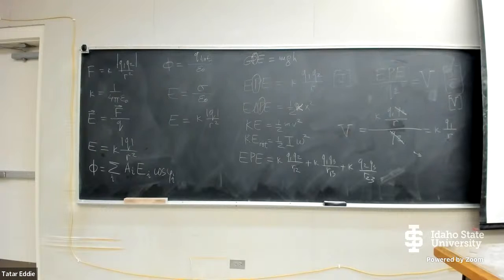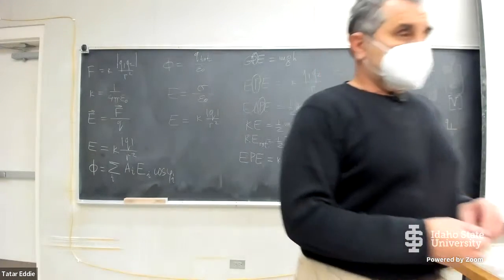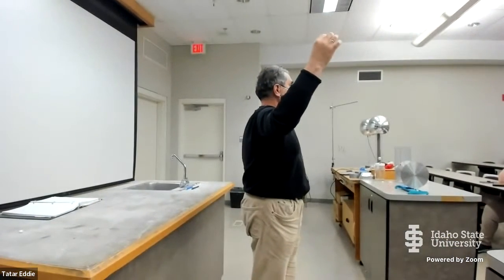Now, we have a little bit of a problem. Well, the problem actually is familiar from the first semester. What is the gravitational potential energy of this piece of chalk? Let's say this piece of chalk is 0.1 kilograms. What is its gravitational potential energy?